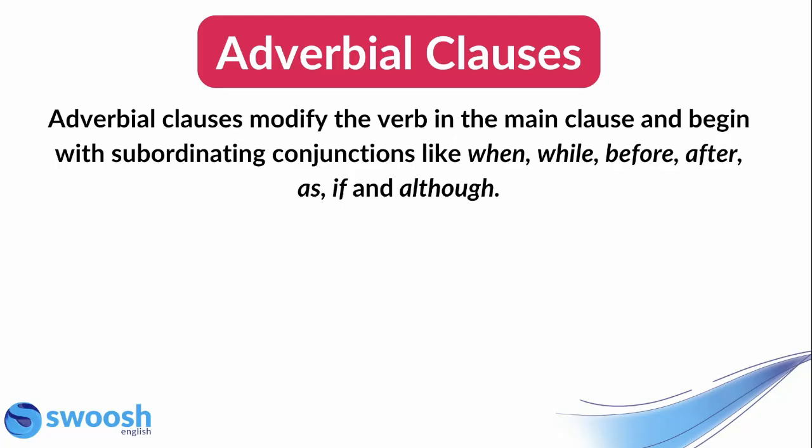So make sure that you feel confident using relative clauses. Now, the next feature that we're going to look at is adverbial clauses. Let's take a look at some examples of those. Adverbial clauses modify the verb in the main clause and begin with subordinating conjunctions like when, while, before, after, as, if, and although. Now, don't worry too much about the technical language I'm using here, adverbial clauses, subordinating conjunctions. Just take a look at some examples.